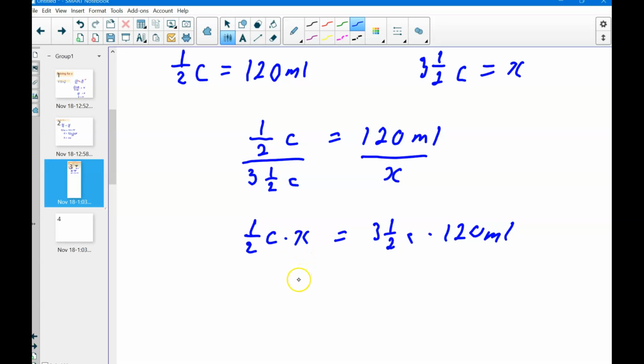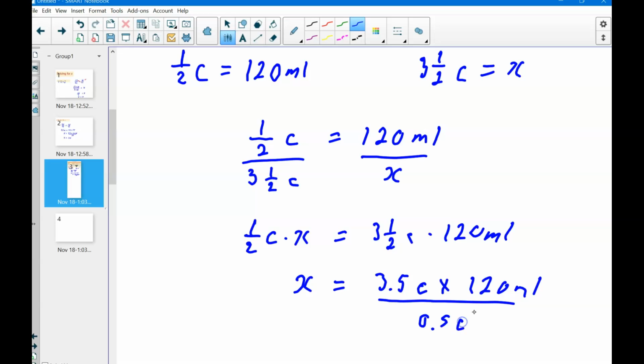I'm going to turn it into decimals as I rewrite it. I'm going to divide by half, my bad. It's going to be 3.5 cups times 120, divided by 0.5 cups. Notice that the cups will cancel, and our answer will be left in mils, which is what we're looking for. Should be in mils.